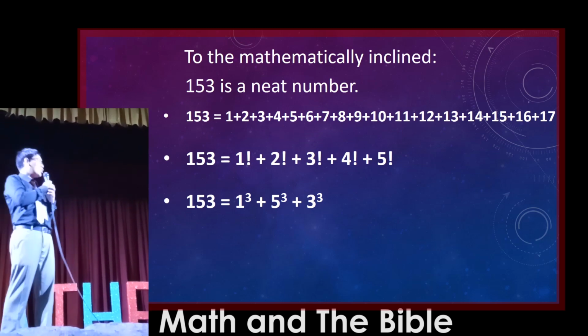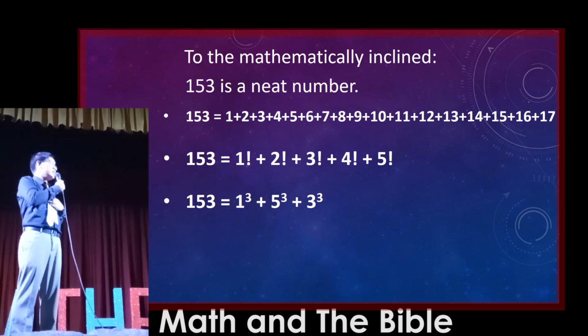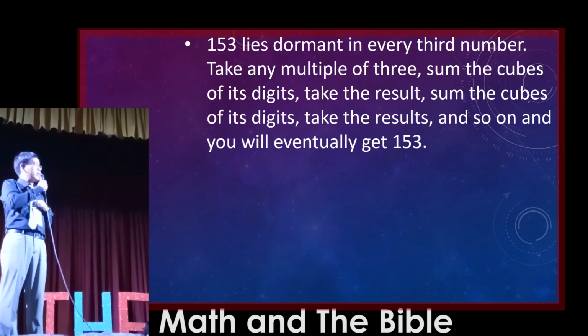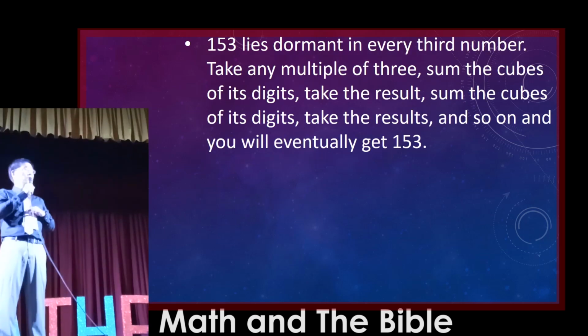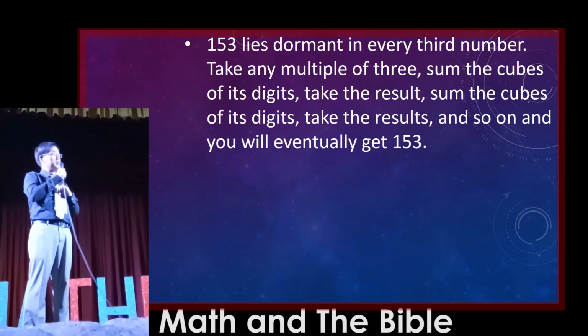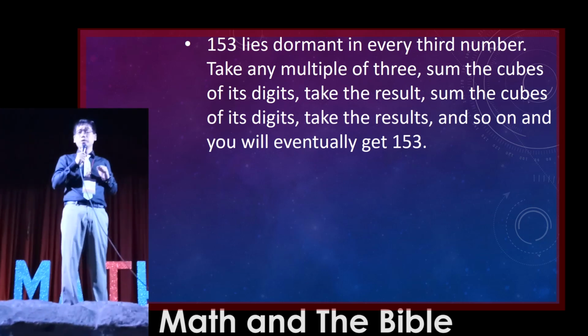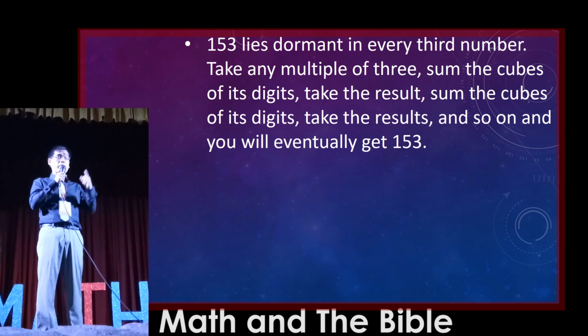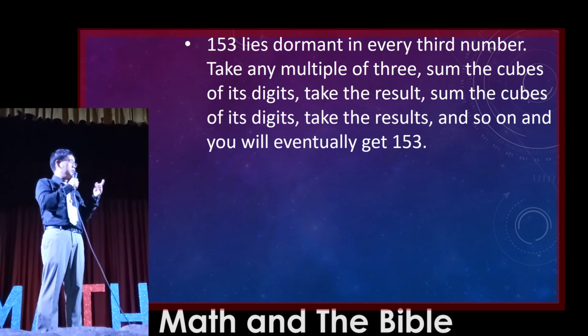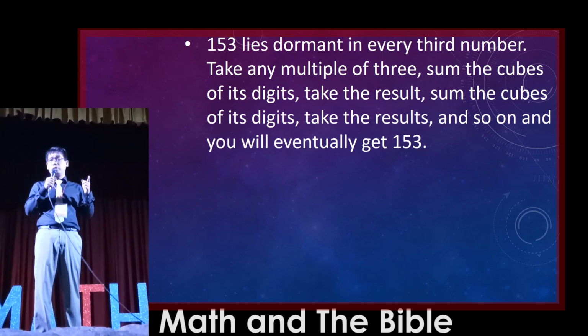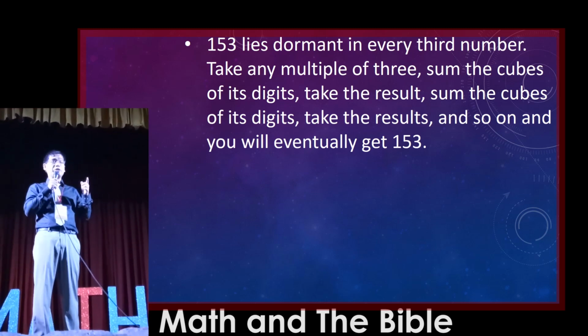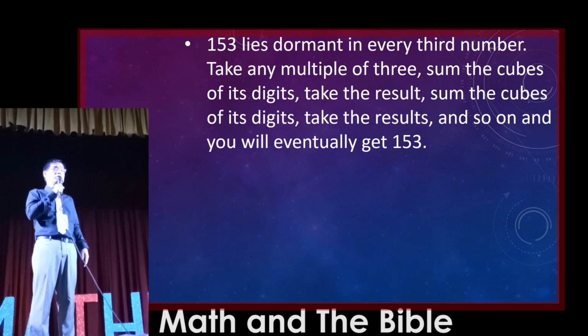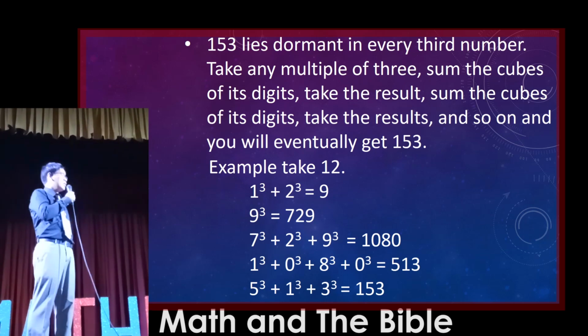Okay? And lastly, 153 lies dormant in every third number. Take any multiple of 3, sum the cubes of its digits, take the result, sum the cubes of its digits again, and take the result. The process goes on and so on, and you will eventually get 153. What am I saying here? Let us take 12, a multiple of 3, as an example.